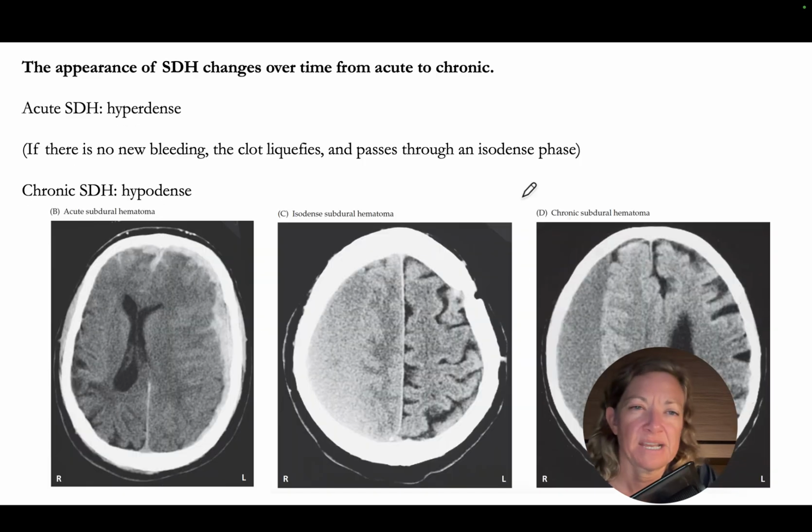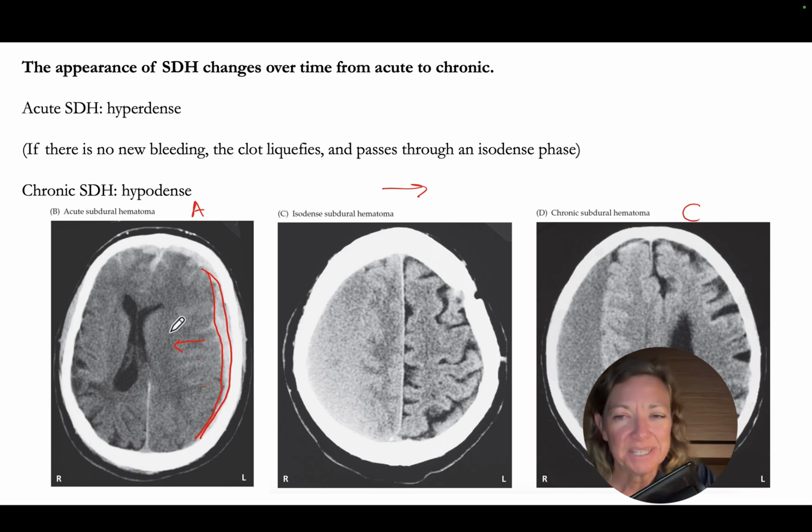And so this shows on CT how the appearance of subdural hematoma changes over time from acute to chronic, passing in this direction. So if you catch it acutely, acute subdural hematomas will be hyperdense. And you can see the hematoma here spreading along the inner surface of the skull, and it's hyperdense relative to the brain tissue around it. You can also see there's a mass effect resulting. I can see that the lateral ventricle is compressed.